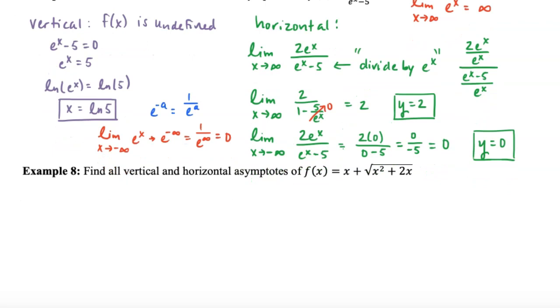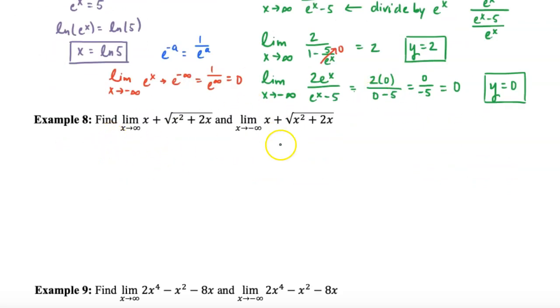All right. Example 8, and we just switched examples, so we're only really worried about the horizontal asymptotes. We want to find the limit as x approaches infinity of x plus the square root of x squared plus 2x, and the limit as x approaches negative infinity of that same function. So we want to find those limits as x approaches positive and negative infinity.